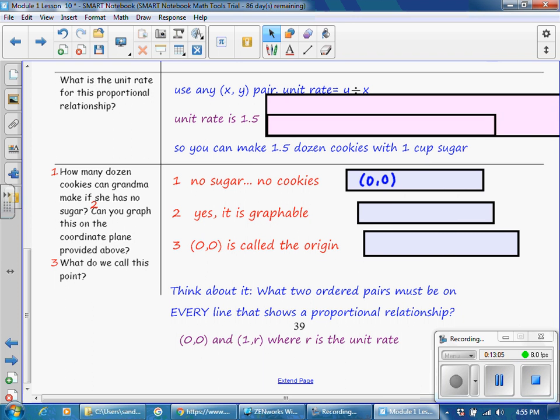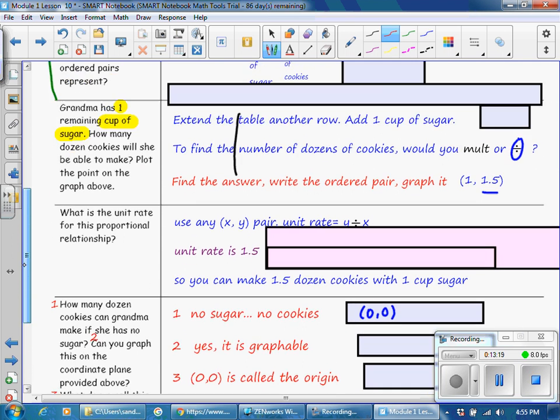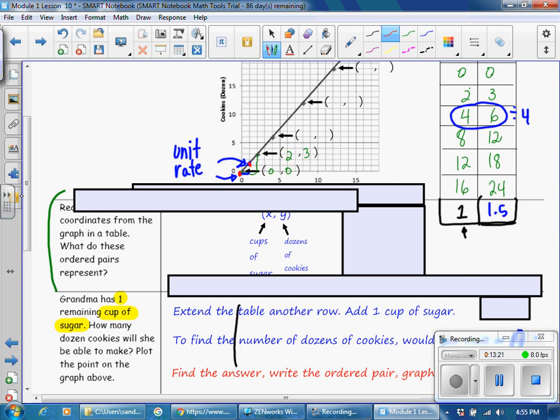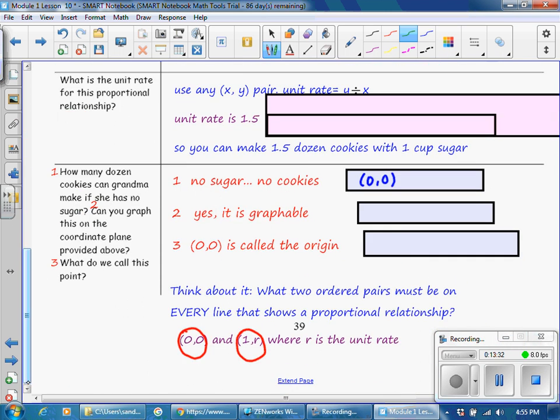All right, so they are (0, 0) and (1, R), where R is the unit rate. So again, the origin will be on any line that shows a proportional relationship, and the unit rate will also be on the line that shows the proportional relationship. So again, here, let's do this in green. This is the origin, and this is the unit rate. And both of those points will be on any line that shows a proportional relationship.